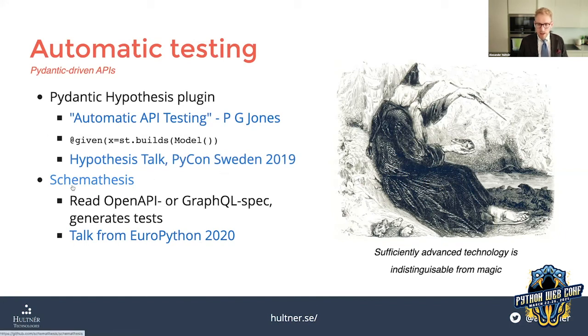Then we're going to talk a little bit about Schemathesis. I talked a lot about Schemathesis last year. I'm probably going to talk about it more this year as well because I love it. It's a library that reads in an OpenAPI or a GraphQL specification and then generates automatic test cases based on that. So basically it looks at the schema and makes sure that your API actually adheres to everything that's in the schema, makes sure no exception is thrown, or that you get no 500 or something like that.